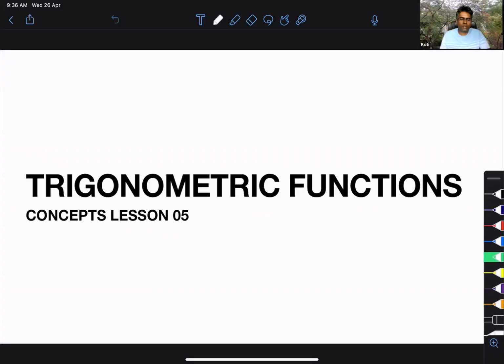Okay, good morning, everyone. So we'll continue with our discussion on trigonometric functions. Again, we will try to derive a few more trigonometric identities in this session. Next session, I plan to do a few basic problems. Okay, so let's start today's discussion.